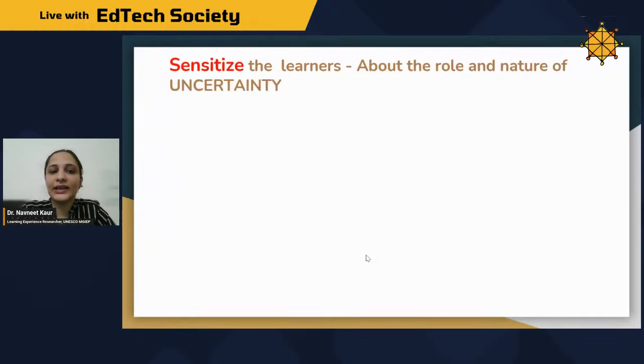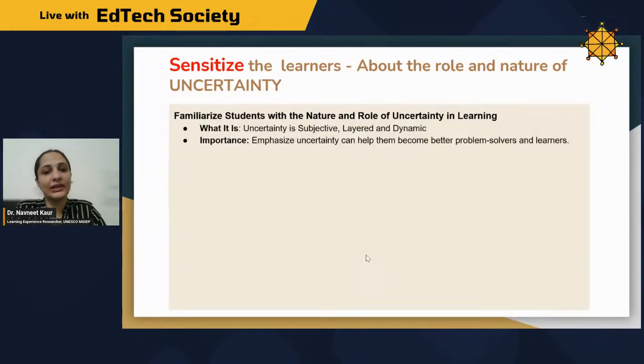So the first guideline is to sensitize the learners. So it's very important that you sensitize learners about the role and nature of uncertainty that they play in the learning process. So you need to familiarize them with what is the nature of uncertainty. They should know that uncertainties are subjective. That is, different learners can experience different kinds of uncertainties and all are valid. It doesn't mean that one is having a better uncertainty than others that they can express. So that's the subjectiveness of the uncertainty.